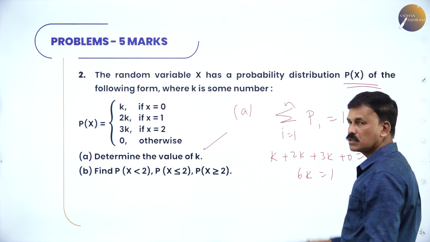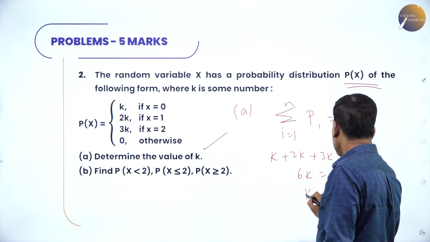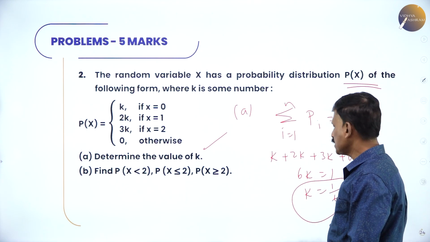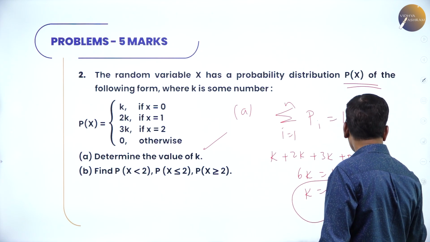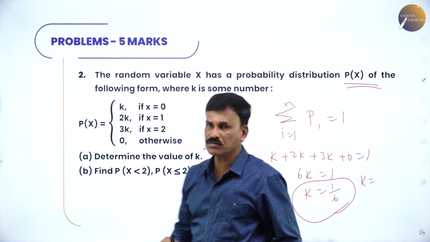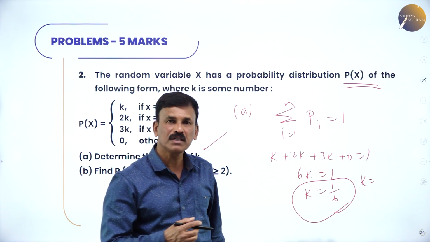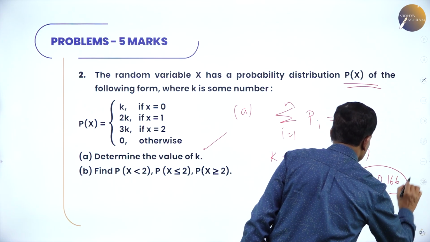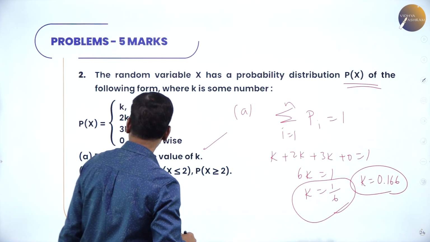That's it. Now, just substitute. What is k? You can write k is equal to 1 by 6, or if you want, you can divide it. k is equal to 1 divided by 6. What is 1 divided by 6? 0.166. Now, what is given?